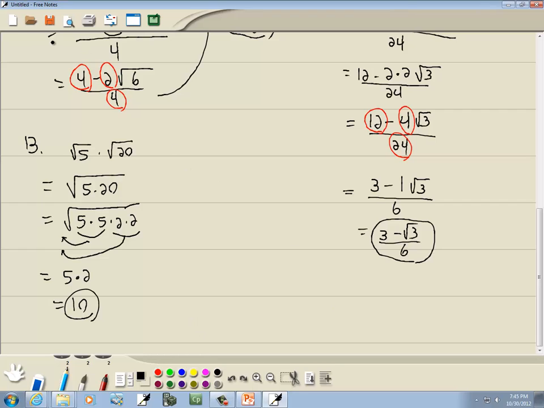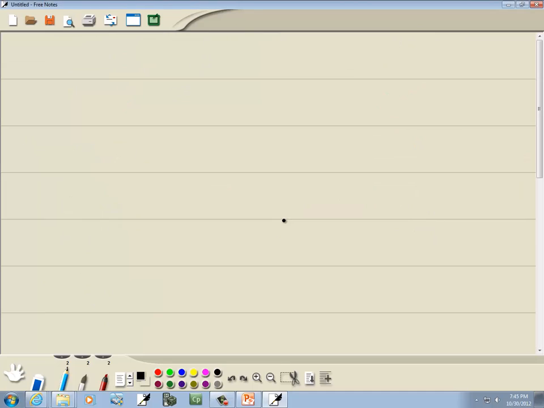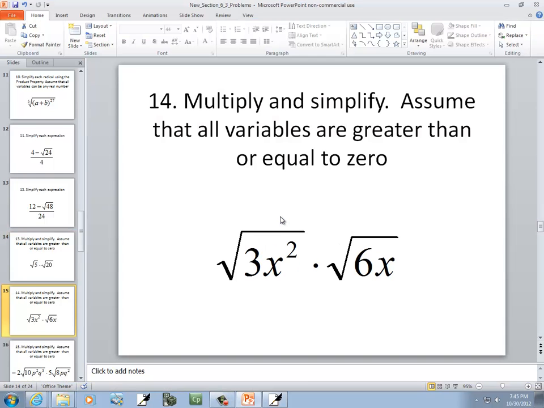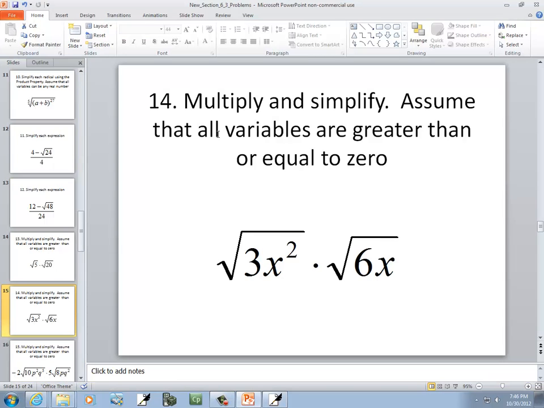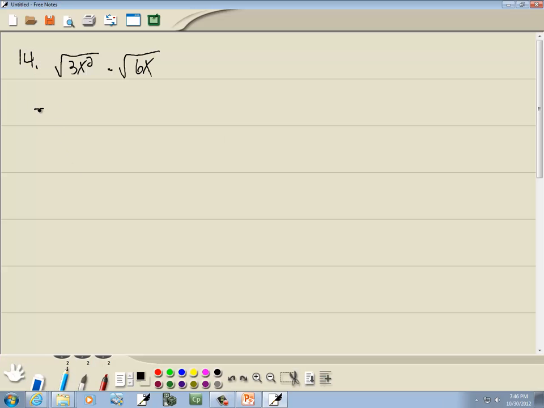Let's start a new page. And let's look at the next problem. We've got square root 3x squared times the square root of 6x. And again, it says assume all variables are greater than or equal to 0. So anything that comes out, we don't have to worry about the absolute value bars.